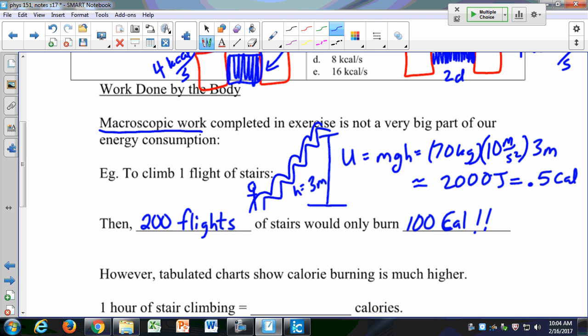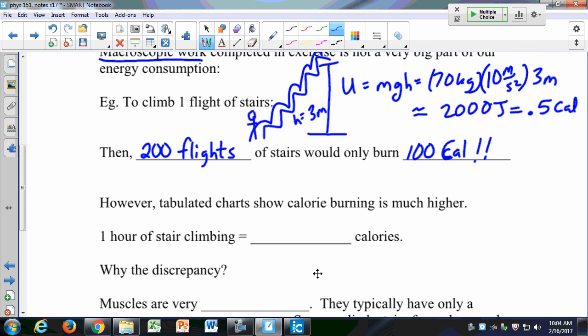Because if we look, if I do an hour of stair climbing, which might be about 200 flights, and just sort of get it off of the little read they tell you on the thing over at the rec center, an hour of stair climbing is about 400 to 600 calories. So why is there this difference?